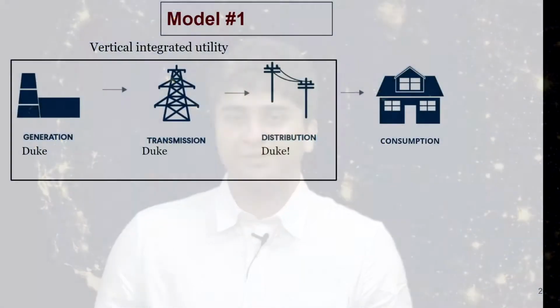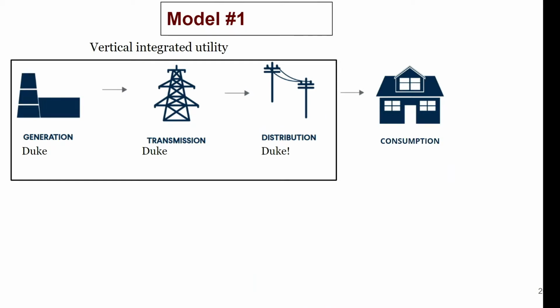So for example, here in North Carolina, the generation is owned by Duke, the transmission is owned by Duke, and the distribution, no surprises there, is also owned by Duke. And on the consumer side, it's us or NC State that are the customers of Duke. So Duke owns all three facets of electricity in a vertically integrated utility model.